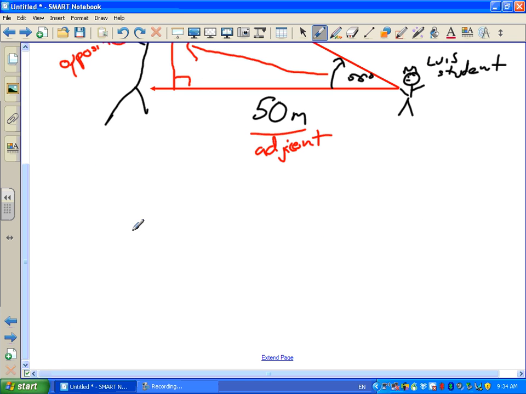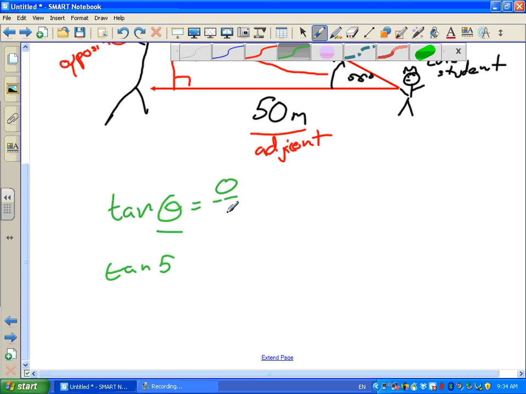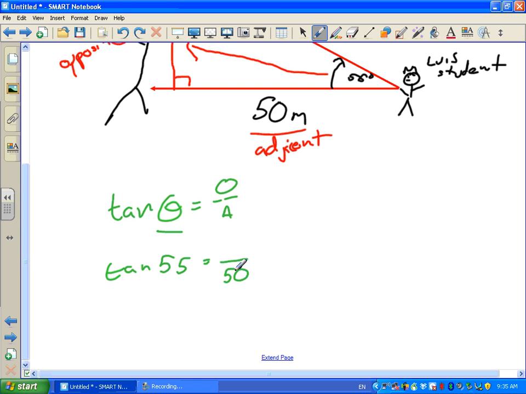So let's set up our tangent. Tangent theta is equal to opposite over hypotenuse. So we have our theta. We know what the angle is. So we have tangent. Oh, sorry. It is opposite over adjacent. Thank you. Thank goodness I got you, Christian. We need to solve for the opposite, and we have the adjacent. So we'll call that x.